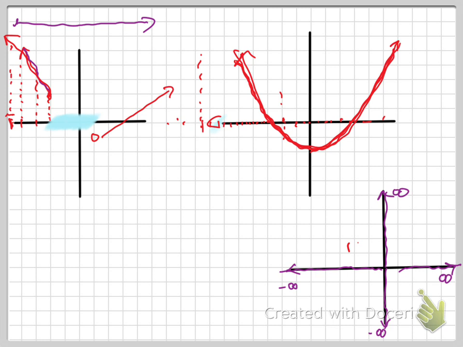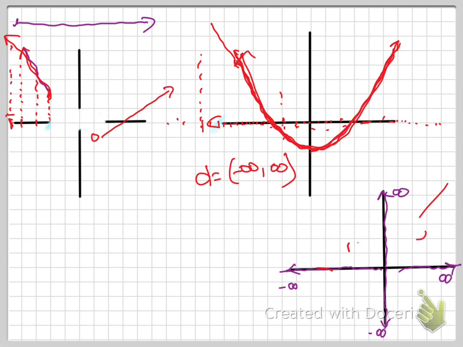So my domain, in this case, starts at negative infinity because it keeps going. So my domain on this graph would be from negative infinity, and it doesn't stop. Every single number on my x-axis is going to hit the graph, so it goes from negative infinity to positive infinity. Does that make sense? That's not the case, and you're not going to see a graph like this right now, but that's not the case here. Okay?